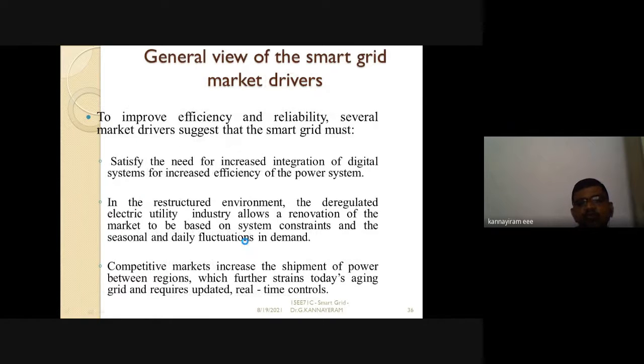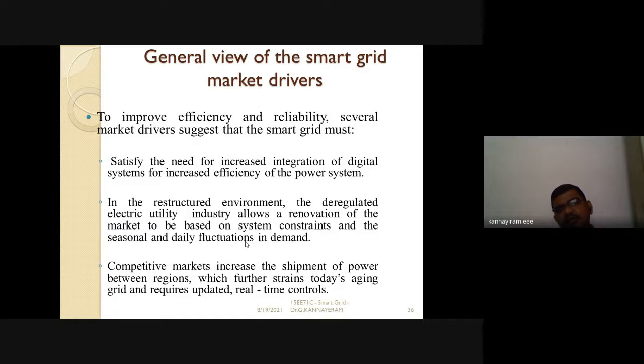In the general view of smart grid market drivers, you can improve efficiency and reliability. Several market drivers can be suggested which satisfy the increased integration of digital systems for increased efficiency of your power system. Here, the restructured environment, the deregulated electricity utility industry, allows the renovation of the electricity market to handle power system constraints and the seasonal and daily fluctuations in demand.